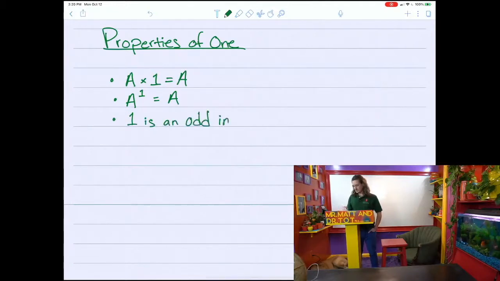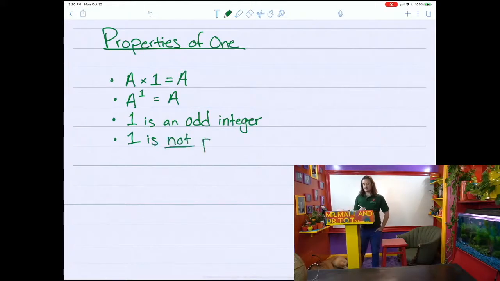I'm going to say integer. 1, now this is very important. 1 is not prime. A lot of students think that 1 is a prime number. The technical definition of prime that we're going to get into later, just a little bit, is that it's only divisible by 1 and itself. So 1 doesn't meet that definition because 1 is itself. So it doesn't qualify as a prime number, and that's really tricky for a lot of students.